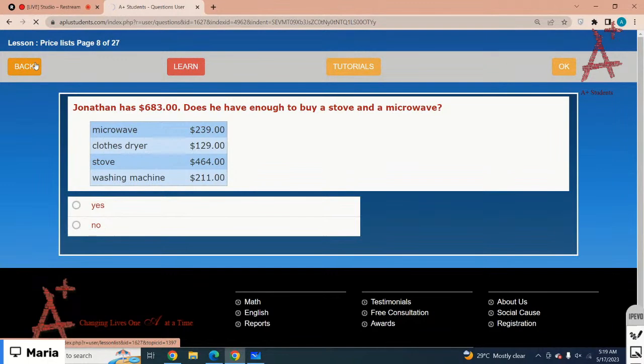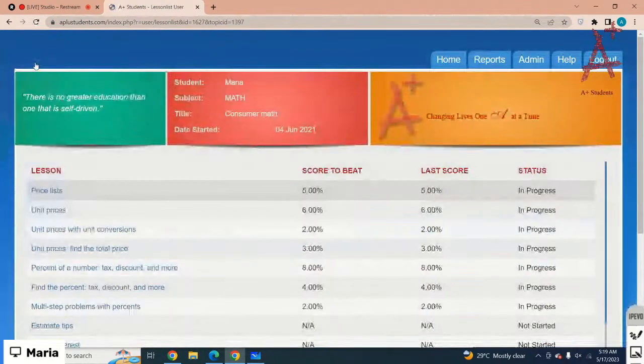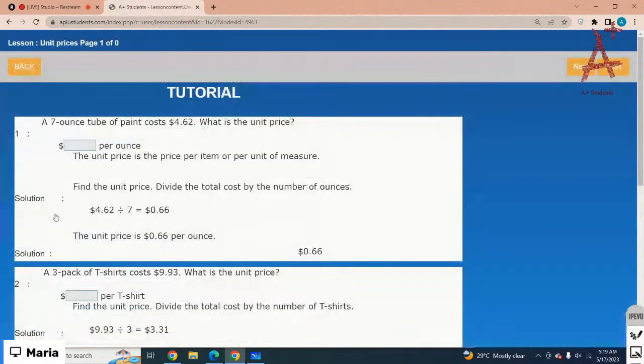The next lesson is unit prices. Unit means one. Whenever you have to calculate the price of one thing, that means you have to calculate the unit price. A 7-ounce tube of paint costs $4.62. What is the unit price? Basically, that is the cost of a 7-ounce tube. You have to calculate the price of 1 ounce, so you have to divide it by 7.